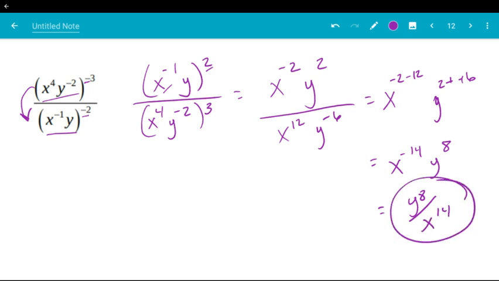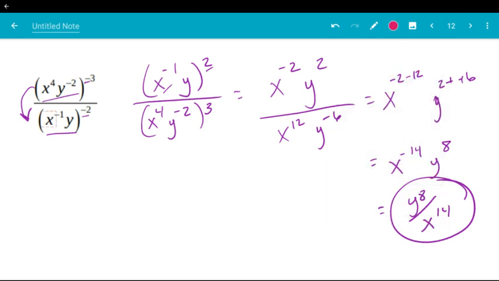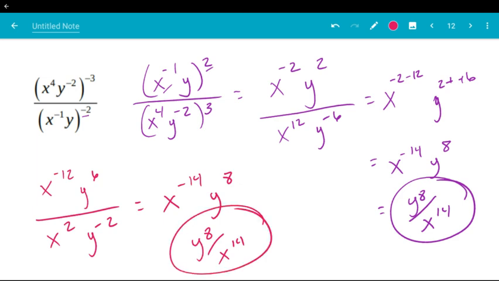So that's the first method for solving it. You can do it that way if you like, or you could simplify right off the bat. Raise powers to a power, you multiply, get x to the negative 12th, y to the positive 6th, over x to the second, y to the negative second. Again, using our division rule, we subtract: x to the negative 14th, y to the 8th, and simplifying, y to the 8th over x to the 14th. Same answer, two different ways.